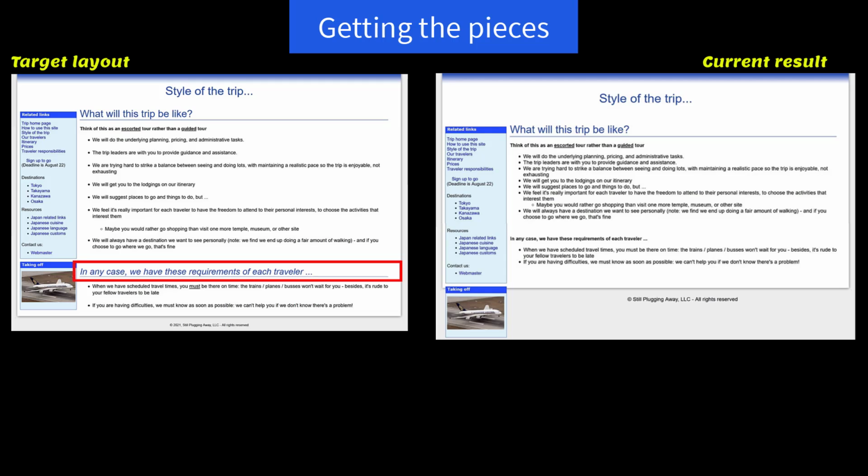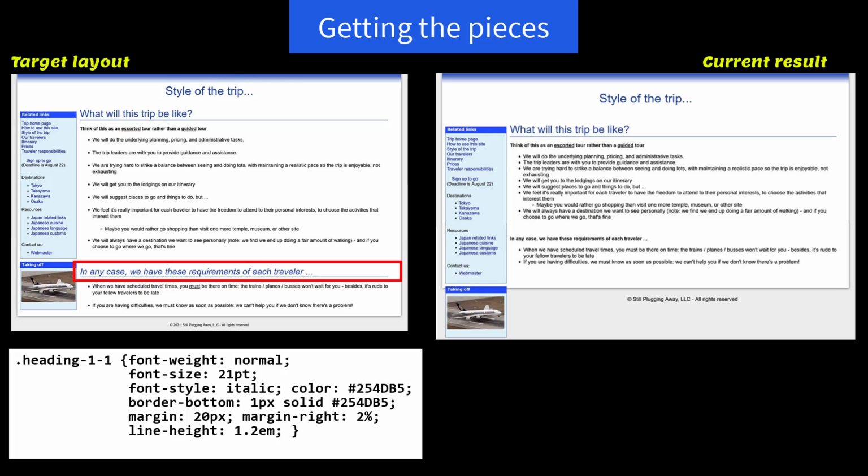The last header in the target looks similar to the header at the top of the page, but is done without using a GIF file. So we come up with this. See if you can explain how this creates the desired output. Heading -1-1, font weight normal, font size 21 point, font style italic, color #254db5, border bottom 1 pixel solid, #254db5, margin 20 pixels, margin right 2%, line height 1.2 m.